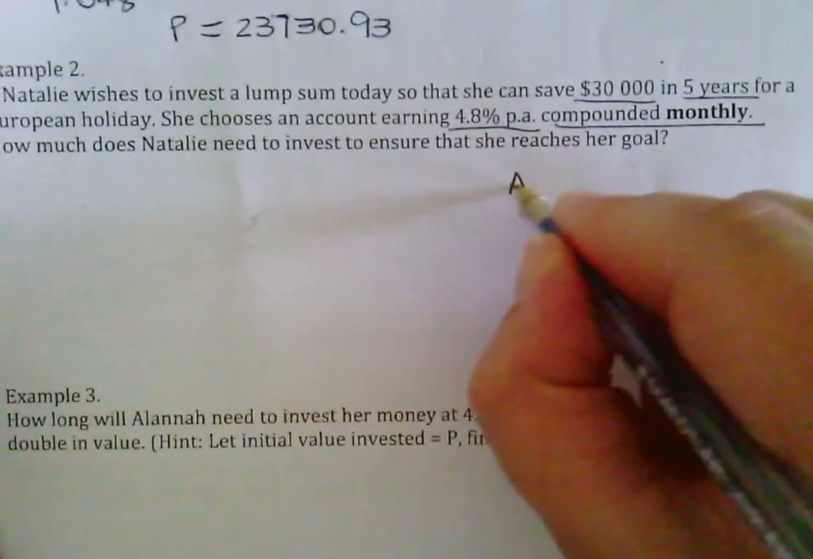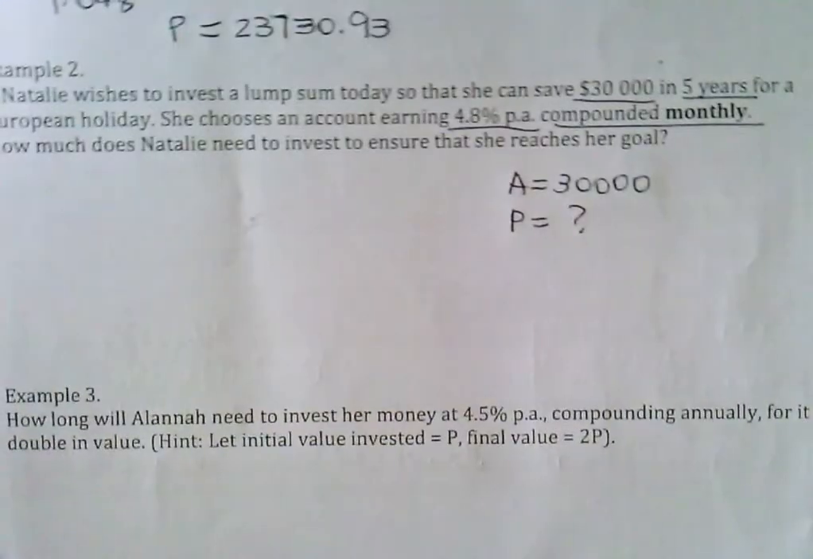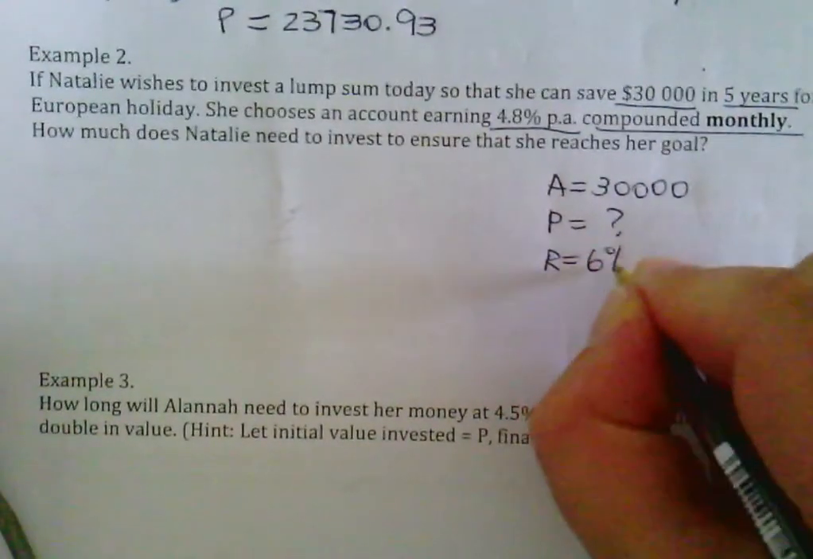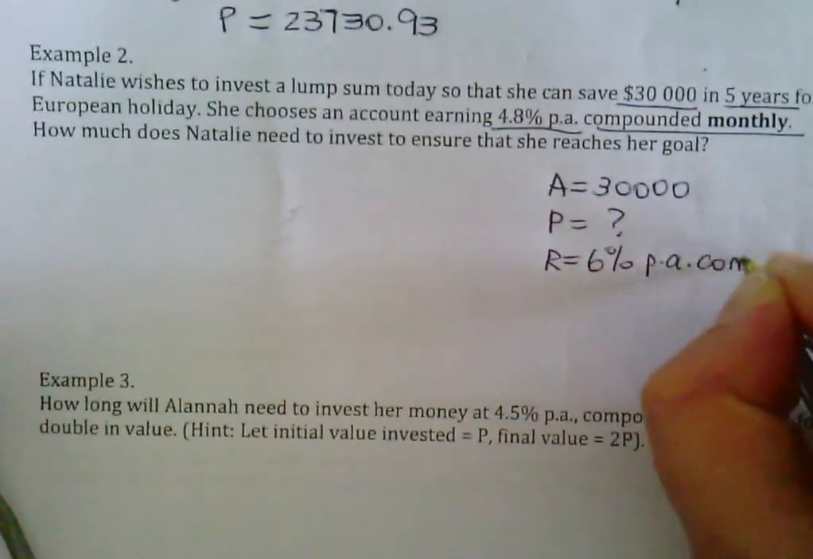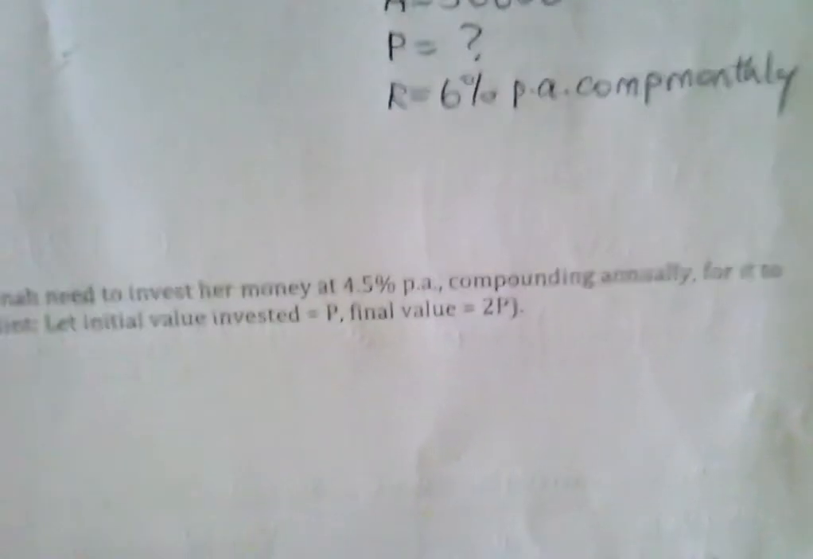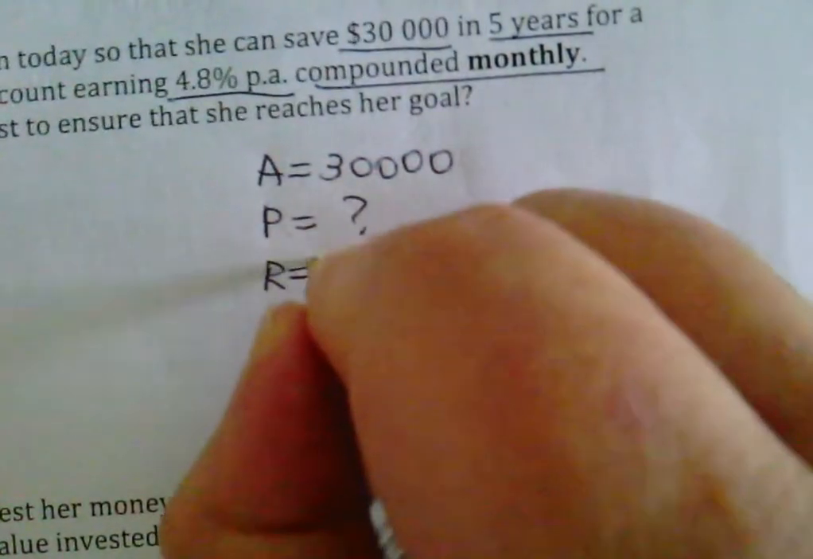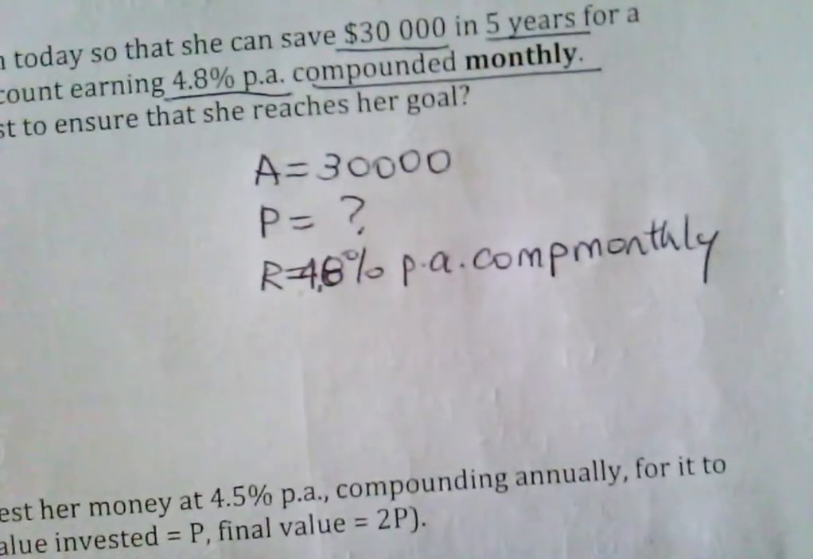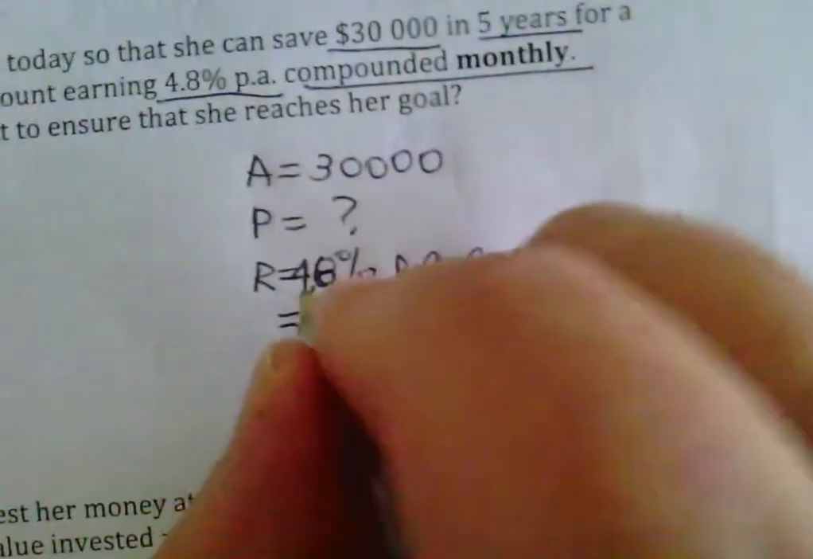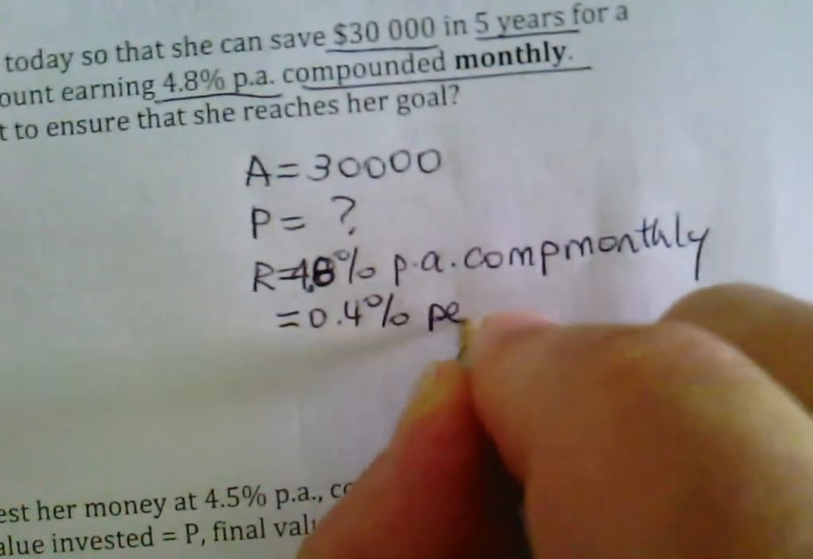So over the side, the amount that she wants to reach is $30,000. The principal is question mark again. Her interest rate is 4.8% per annum, but you write compounding monthly. So now we know that we need to change something. So girls, what's 4.8 divided by 12? Yeah, it's 0.4% per month.